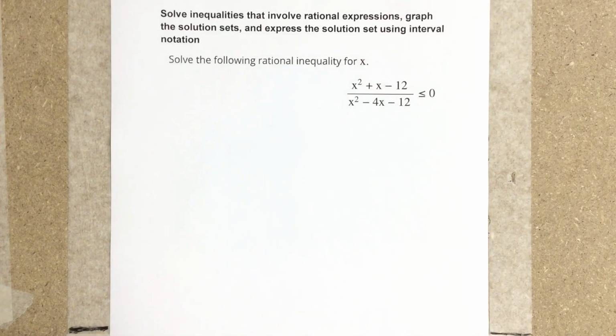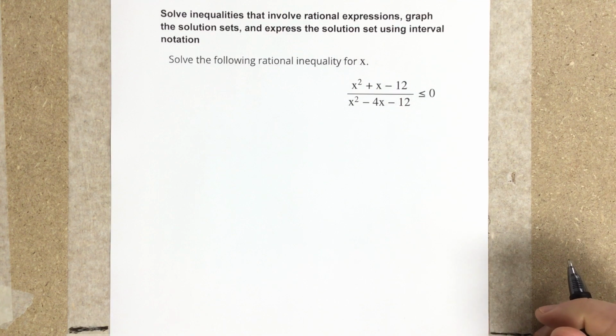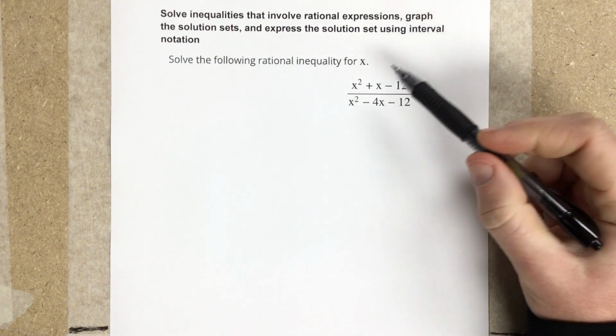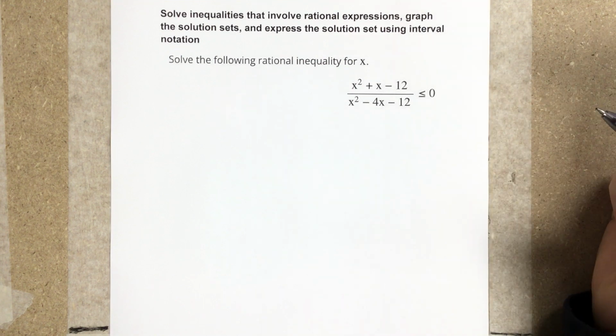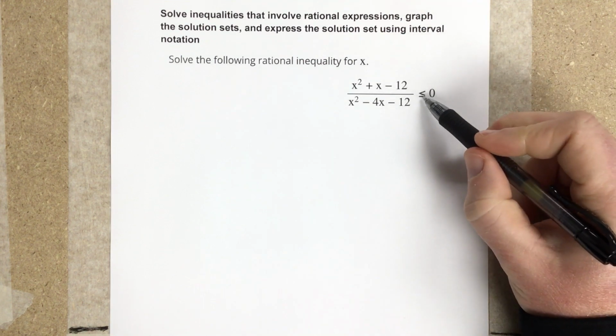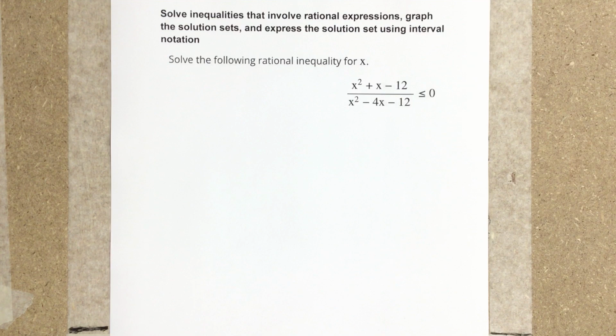In this video, we're going to solve inequalities that involve rational expressions, graph the solution sets, and express the solution set using interval notation. It says solve the following rational inequality for x. And they give us two quadratics in our rational function, and it says that it needs to be less than or equal to 0.